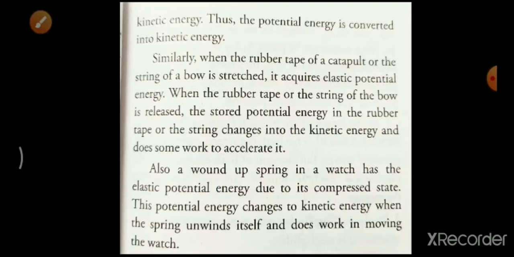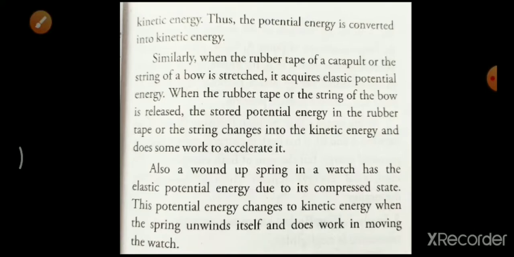Whenever we stretch the string of a bow, we perform some work to stretch that string. Whenever we release it, that stored elastic potential energy gets converted into kinetic energy. Also, a wound up spring in a watch has elastic potential energy due to its compressed state. This potential energy changes to kinetic energy when the spring unwinds itself and does work in moving the different hands of the watch. I hope all of you have understood how energy conversion takes place from potential energy to kinetic energy.